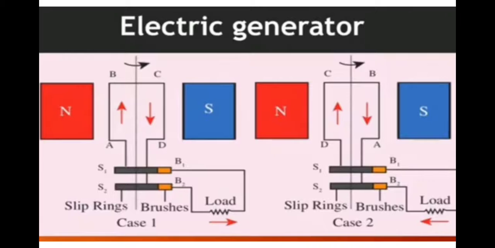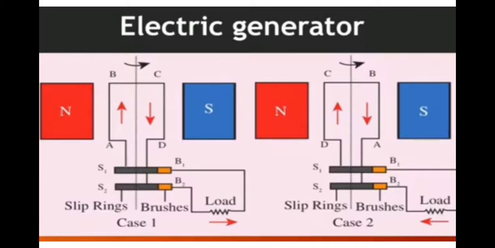Initially, the armature ABCD is vertical with its arms AB up and CD down. The direction of magnetic field is from left to right as the armature undergoes half rotation clockwise. Arm AB moves down while arm CD moves up. According to Fleming's right-hand rule, the current will flow in the direction DCBA. So the current will flow from B1 to B2 through the galvanometer.